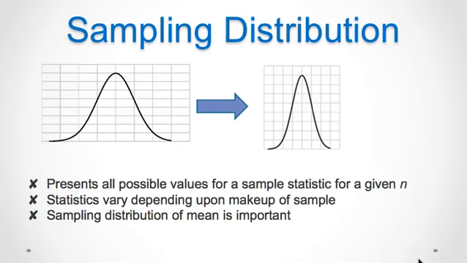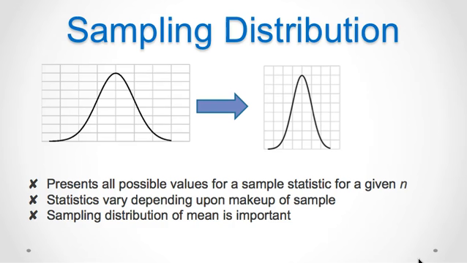Hello everyone. This is our second and last lecture for Chapter 6, Normal Probability Distributions. In this lecture video, we will introduce sampling distributions and the central limit theorem.